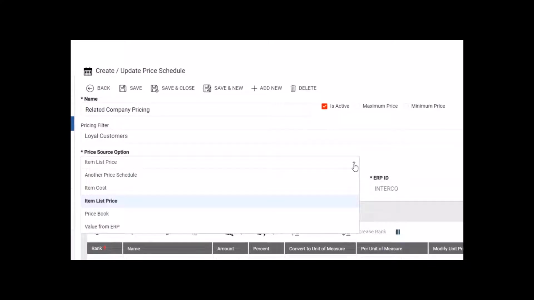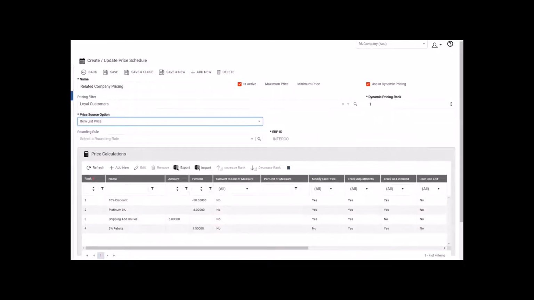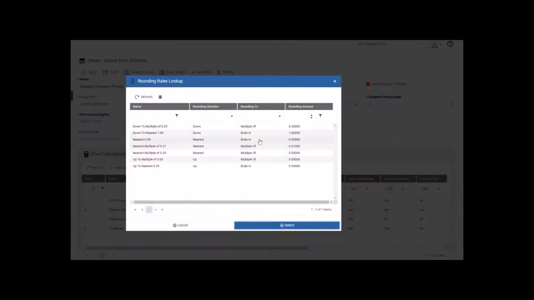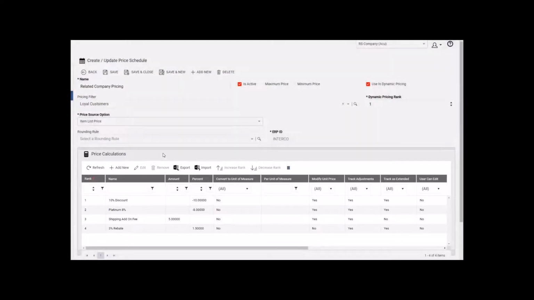The price source option is important. This is where the price originates. It can be based on another price schedule, the last item cost, the list price, a price book, which we'll talk about in a bit, but this gives you even more flexibility in determining your price. You can also use rounding rules on your prices. So for example, you might want your price to always end in 99 cents, or when you have a sale, the price always ends as an even dollar amount, or you might want the price to round up to the nearest 25 cents. And in this section here, we have the price calculations.